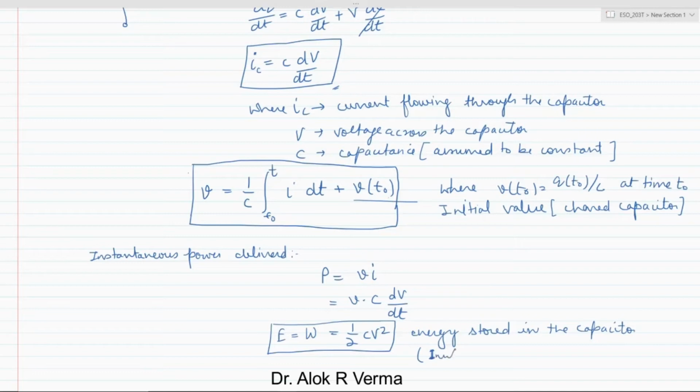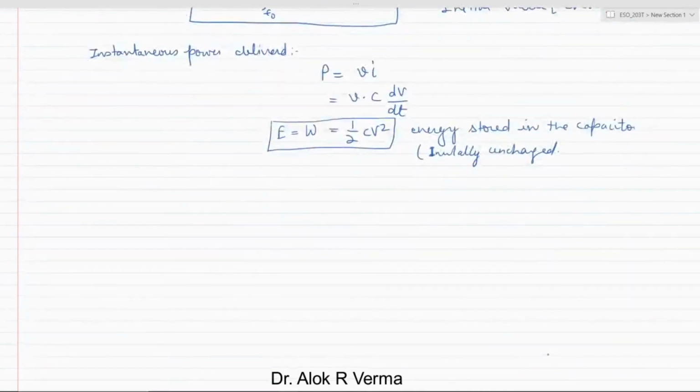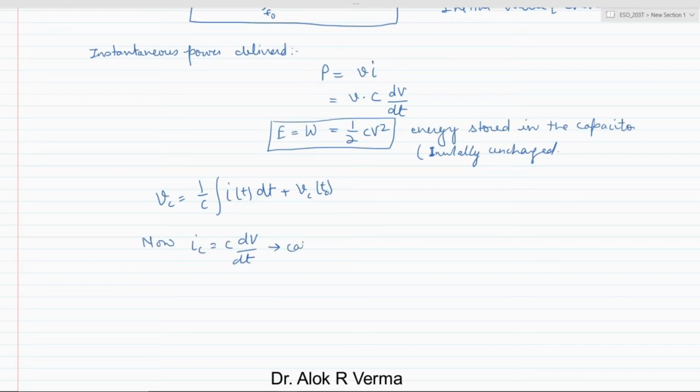So initially, this capacitor is uncharged. The voltage across the capacitor is nothing but 1 by C integral of i dt plus the initial charge at t0. Now, iC was C dV by dt. So this is the capacitor current.